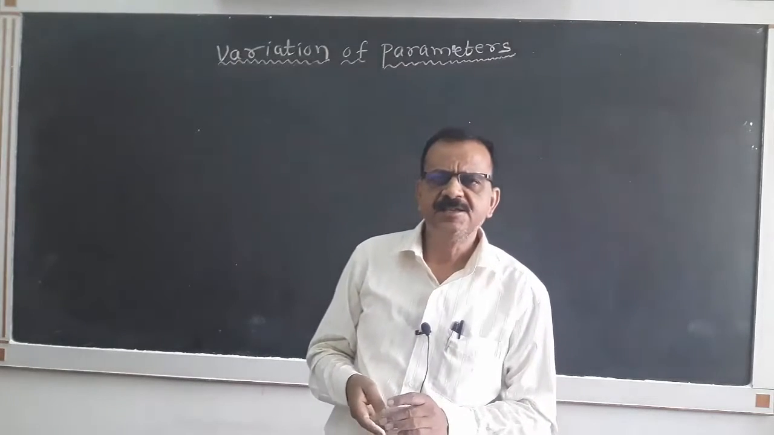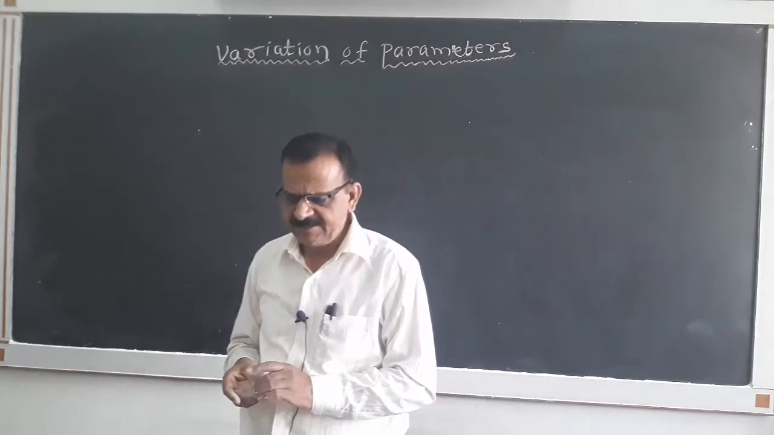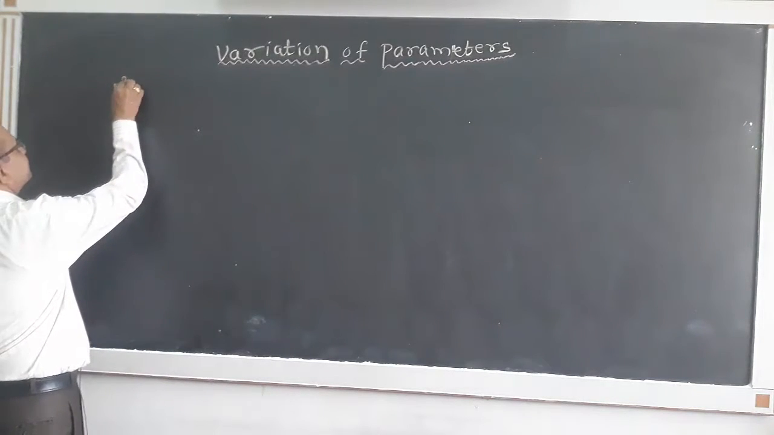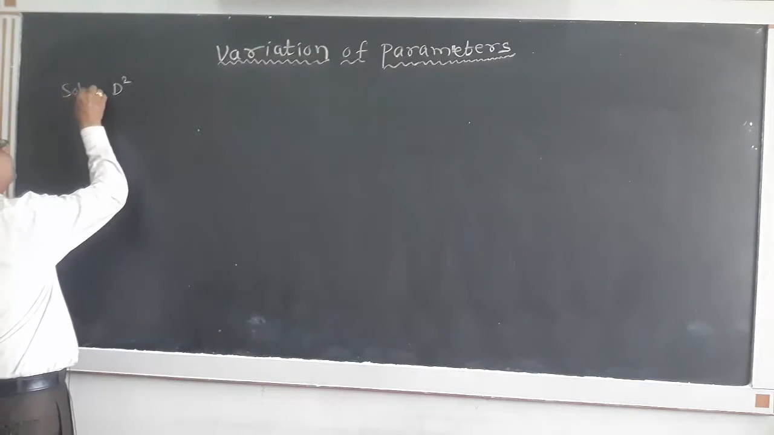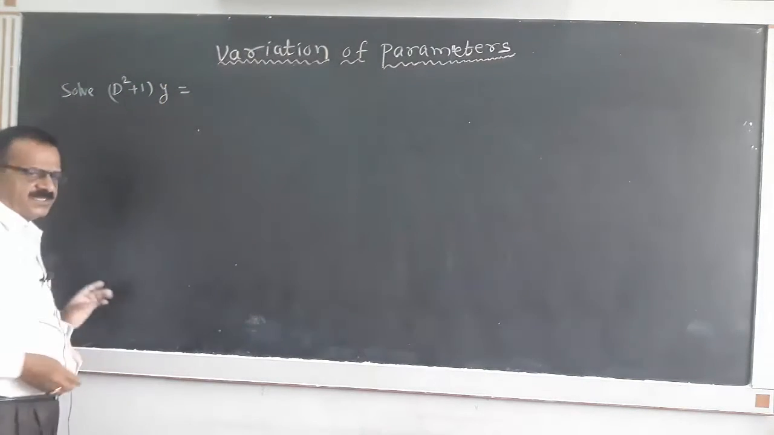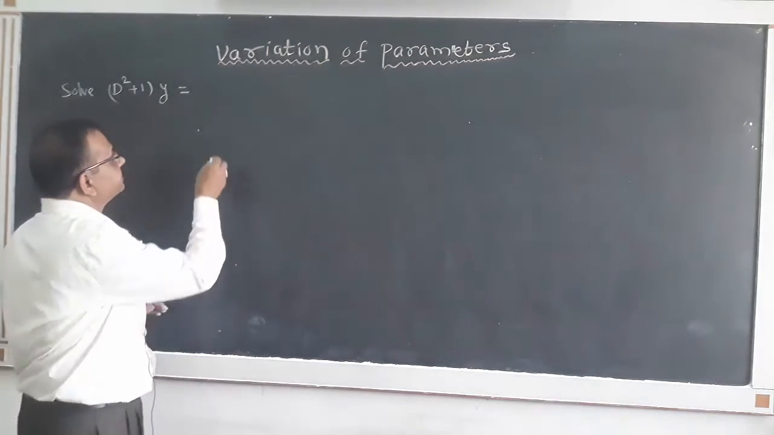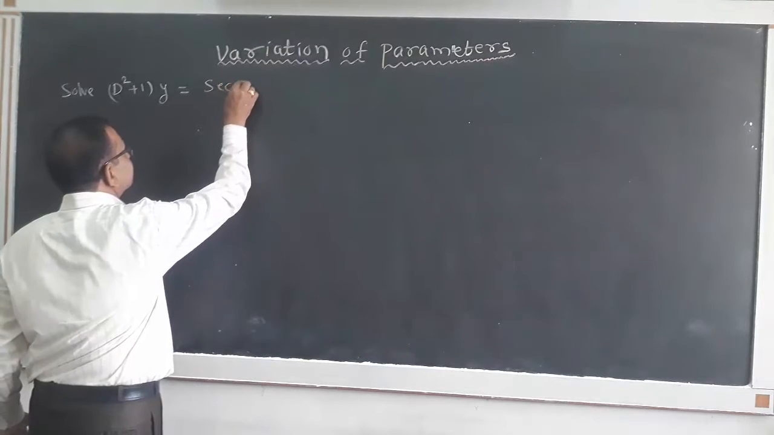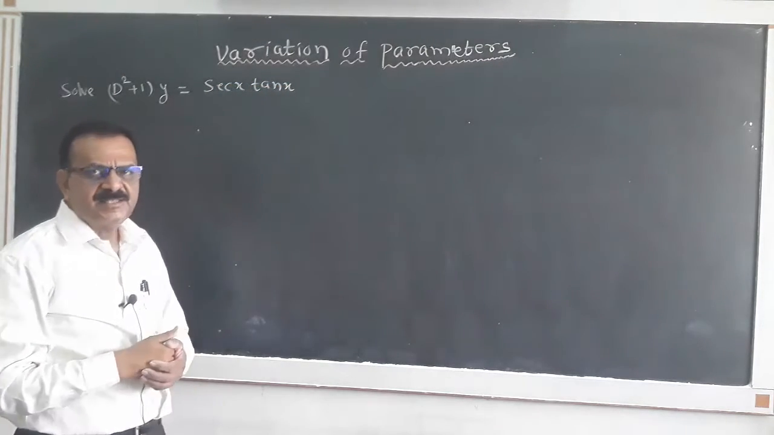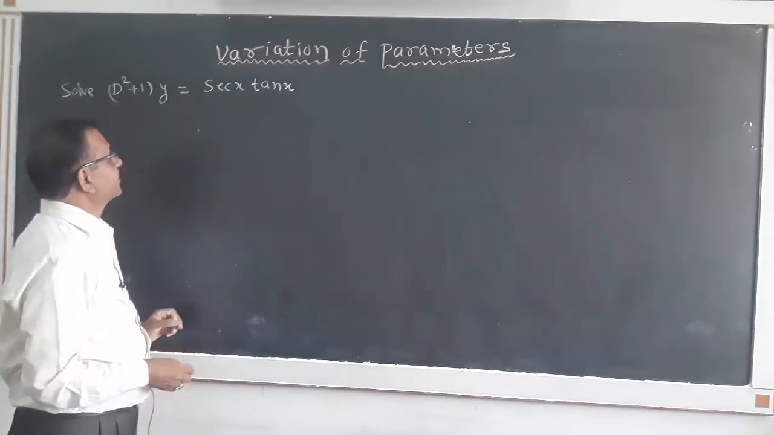Now we will solve some examples by using the method of variation of parameter. The example: solve (D square plus 1)y equal to sec x into tan x. We have to solve this equation by using variation of parameter method. So the given differential equation is this.